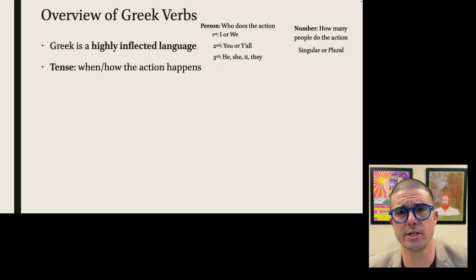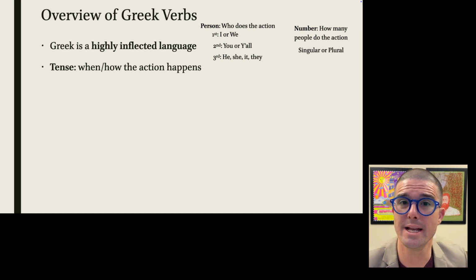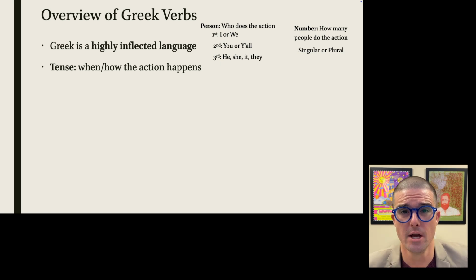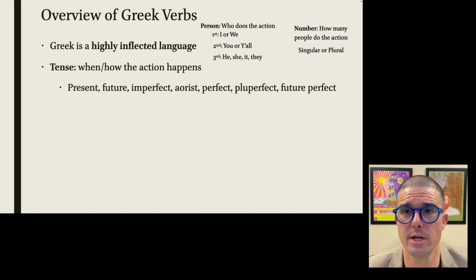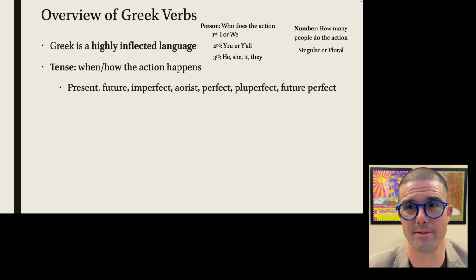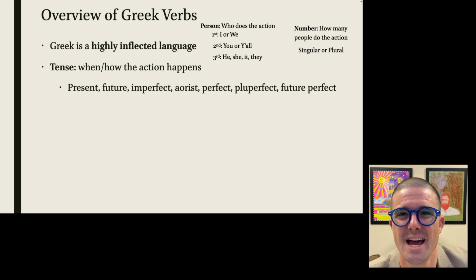So not only does Greek change its forms with respect to person and number, but it changes its forms of verbs to indicate tense. That is, when or how the action happens. So tense is largely related to time in the Greek language, and there are several different tenses. The good news is the last two of these are very uncommon in the Greek New Testament, and the third to last one, the perfect, is common enough that we will in fact learn it, but is not as common as the first four. So there are four very common tenses in Greek.